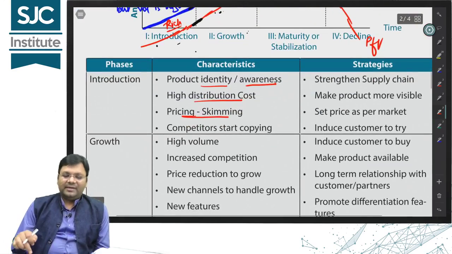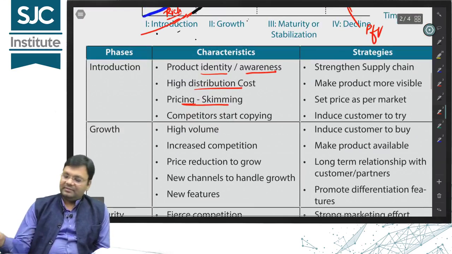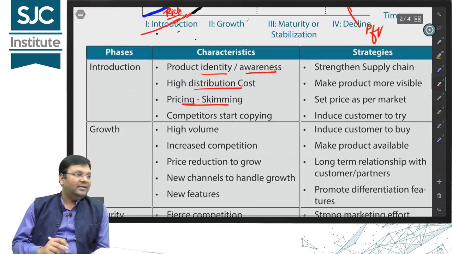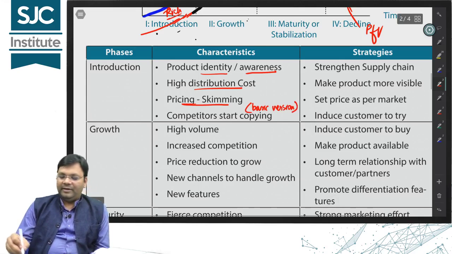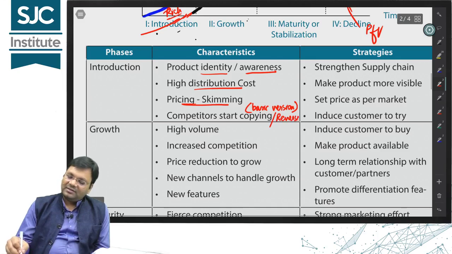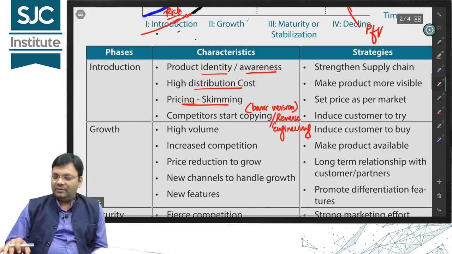So you learned skimming. Here competitors buy your product and they start copying. Copying means they will launch a basic version of your product. They will start preparing the basic version by copying. Copying is also called reverse engineering. What is it called? Reverse engineering.